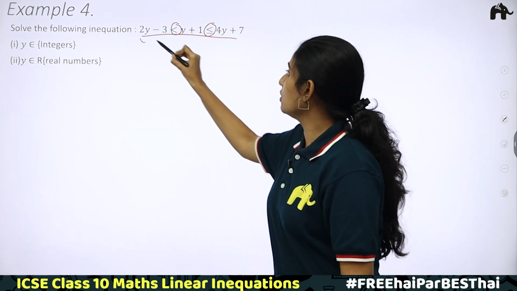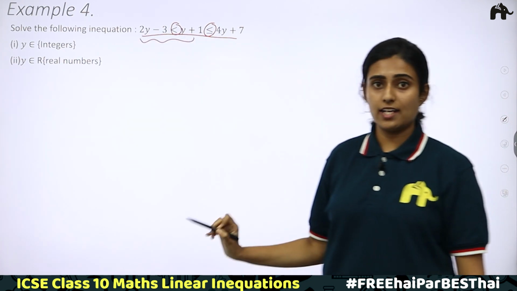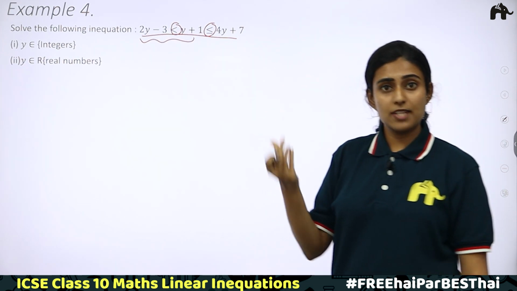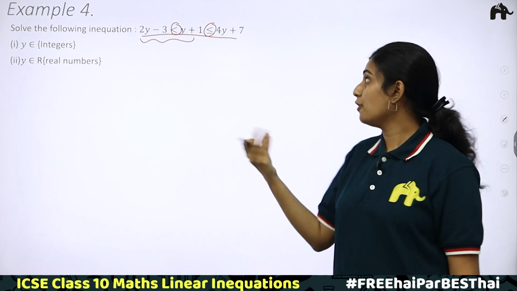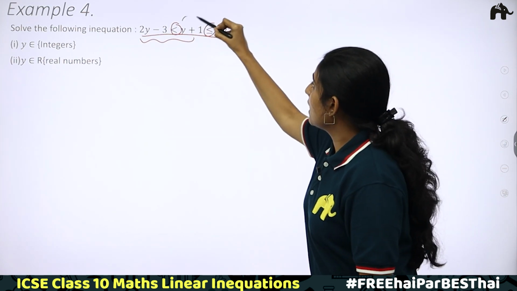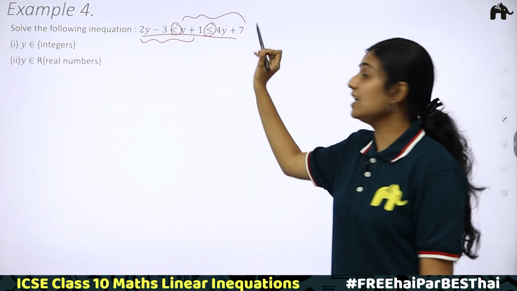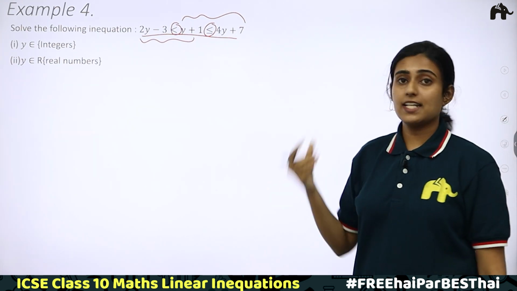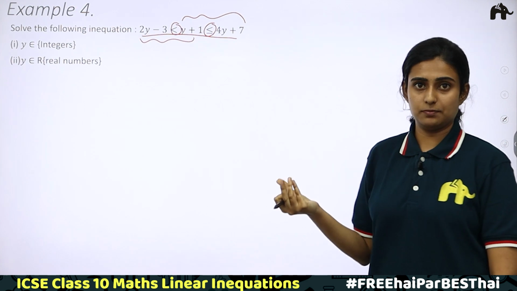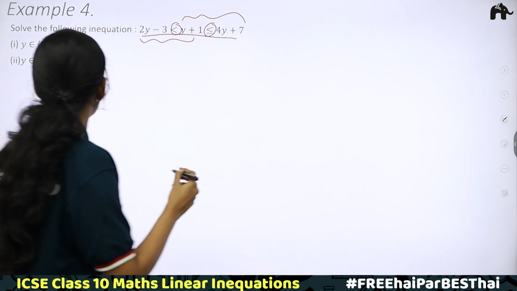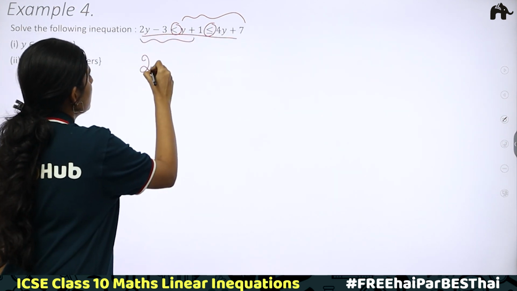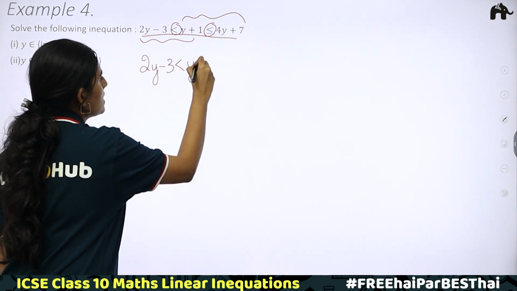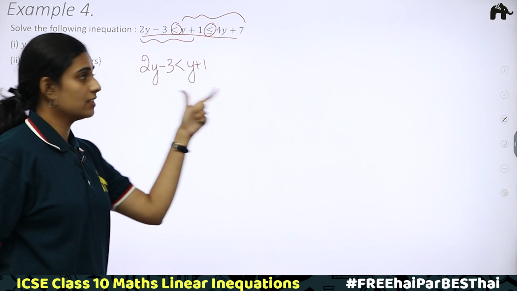First part including the less than inequality, that is 2y minus 3 less than y plus 1. From that you will be getting a condition for y. Again the second part is this one, that is y plus 1 less than or equal to 4y plus 7. There also you will be getting an inequation for y. Clear? So here we have 2y minus 3 less than y plus 1. That is the first part.